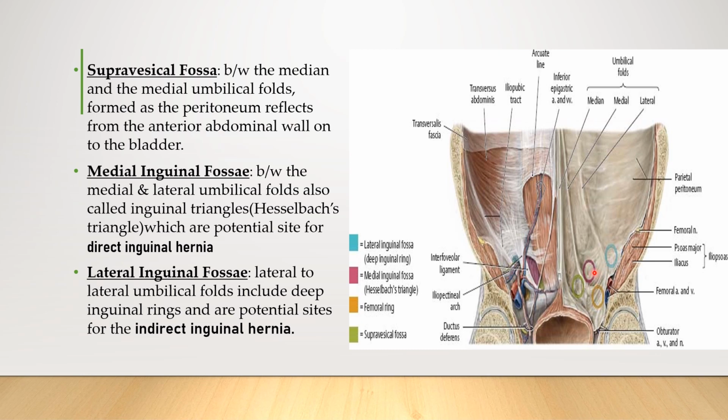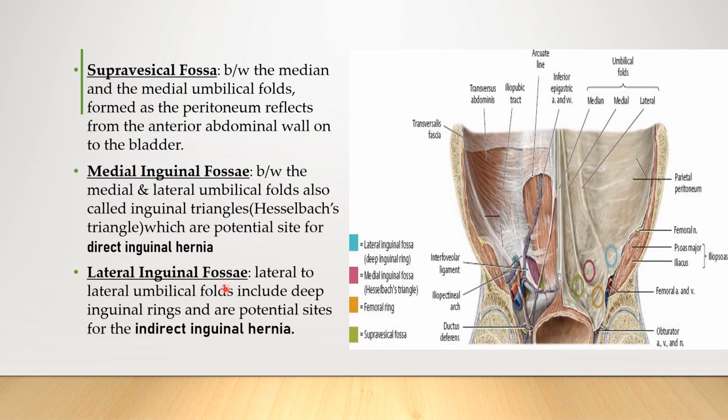So students, if you remember my previous lecture, I told you the location and the boundaries of the Hesselbach's triangle. If you remember, the lateral boundary of that triangle was formed by the inferior epigastric vessels. So this is the lateral boundary of that triangle, and this will be the Hesselbach's triangle, and it is also known as the medial inguinal fossa. And if you remember, I told you that the type of hernia that protrudes through this inguinal triangle or Hesselbach's triangle or medial inguinal fossa will be known as direct inguinal hernia.